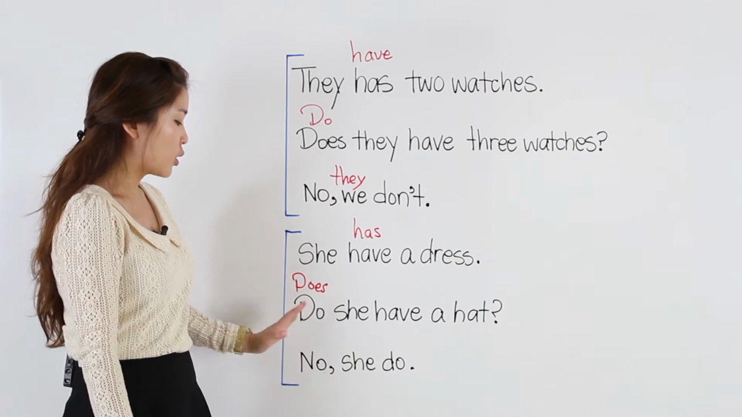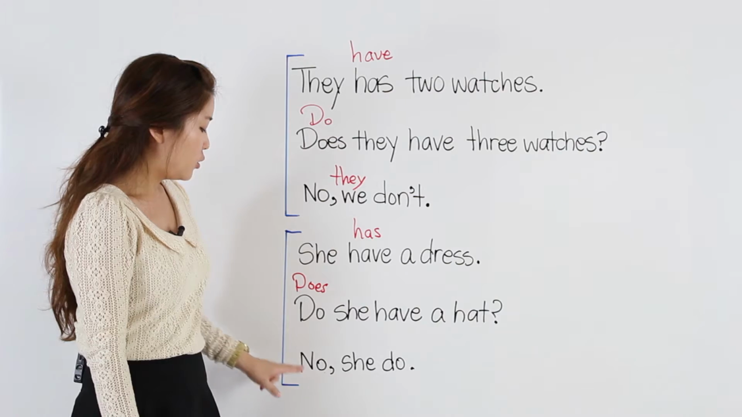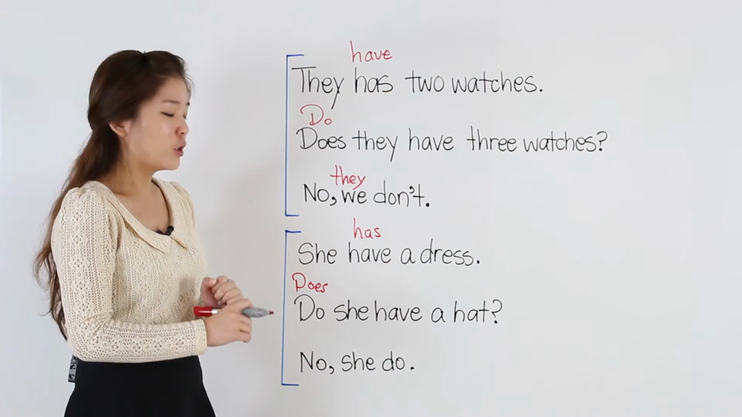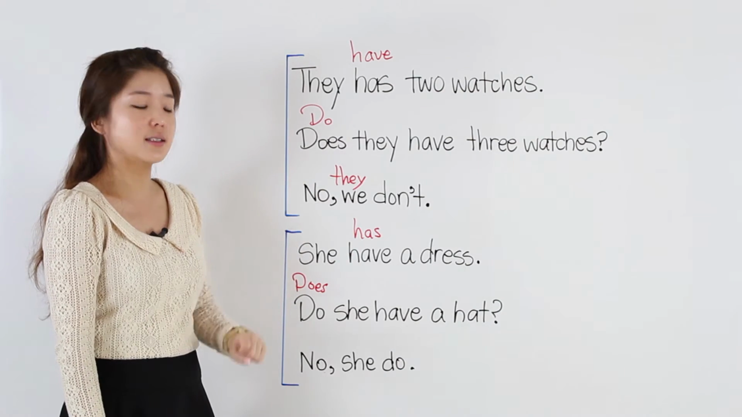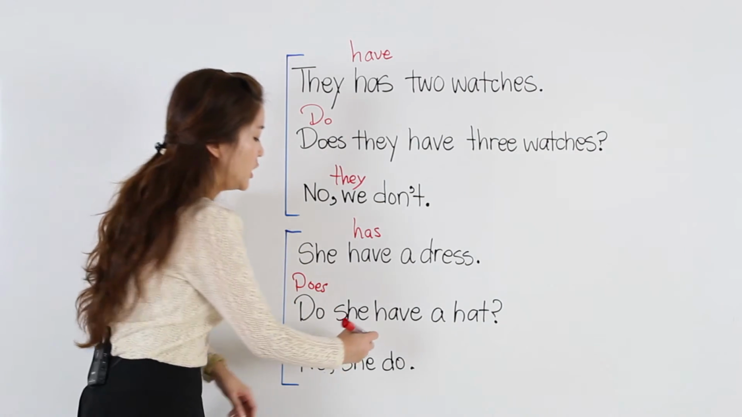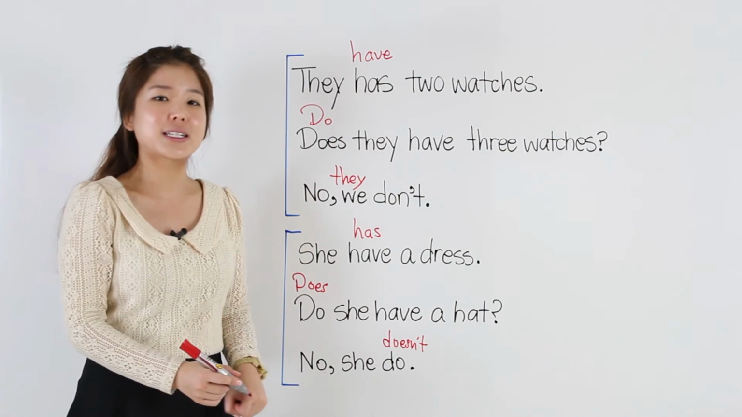And the answer, no, she do. No means it's negative, so we need a negative here. Is it don't or doesn't? No, she doesn't is the correct answer.